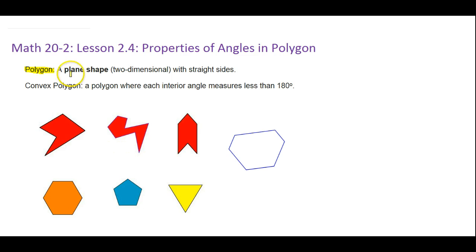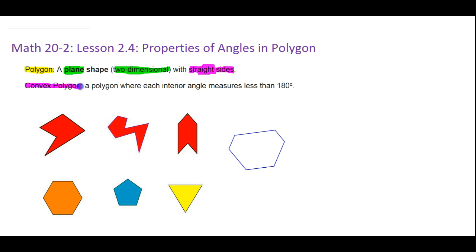A polygon is a plane shape, and not plane as in airplane, and not plane as in not fancy, but plane as in two-dimensional. So it's something you draw on a piece of paper. It doesn't have any height, it's just on a paper. And it has straight edges. So anything you draw that has straight sides is a polygon. And now we're going to distinguish different types of polygons.